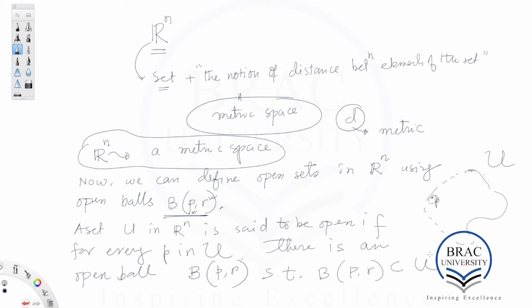So no matter how close you go to the surface, the dotted surface, you can always find an R such that that ball centered at P and of radius R is always contained within this set U. Then you call this set an open set in Rn. Okay, so some important facts.